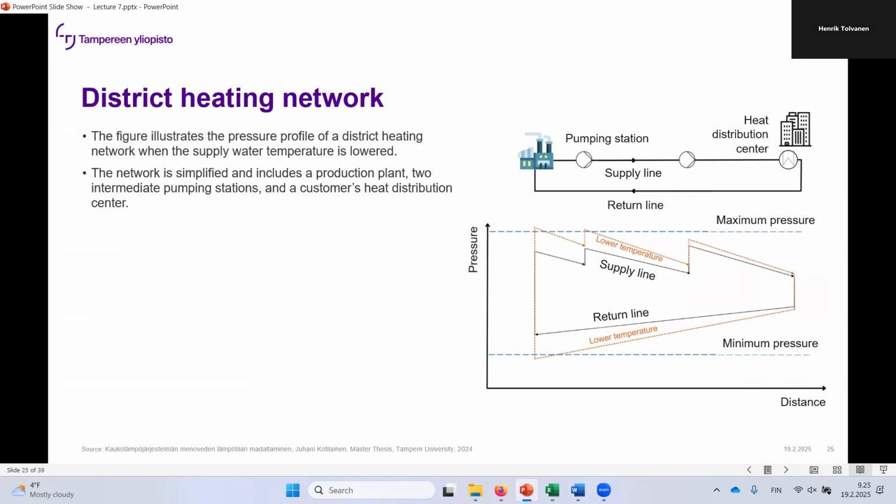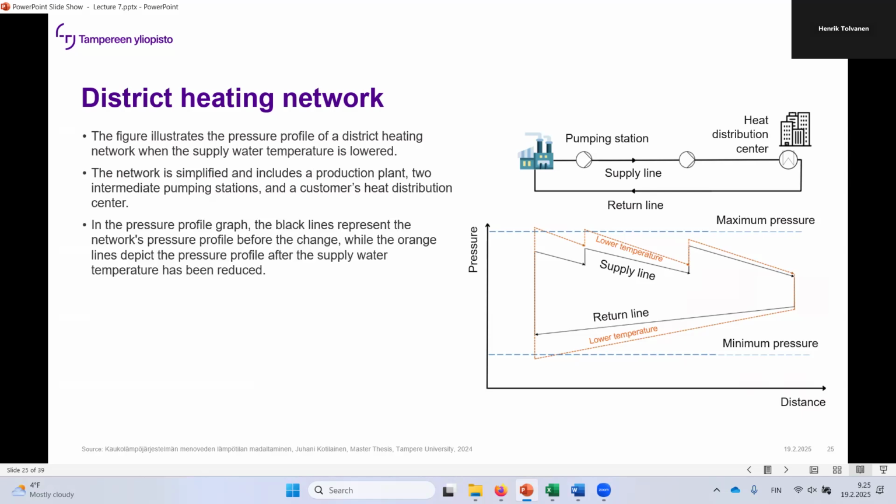So the network is simplified and includes this production plant and this consumption in here. And as I was explaining, lowering the supply temperature provides less temperature to the flow, which means more friction.